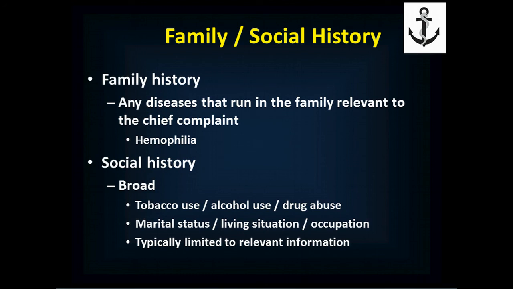Your social history is this sort of broad catch-all category. You really want to limit it to things that are relevant. So tobacco, alcohol use, and drug abuse all fall into that. But marital status, the living situation if it's relevant, their occupation, that's probably actually going to be relevant shipboard. You need to know exactly what their role is because depending on what the illness or injury is, there may be restrictions for what they can do. But you typically limit this to just relevant information.